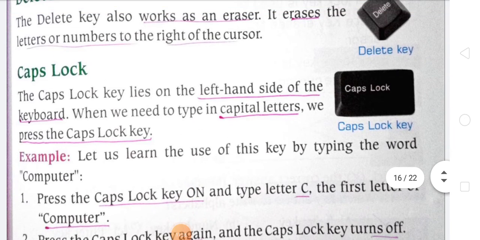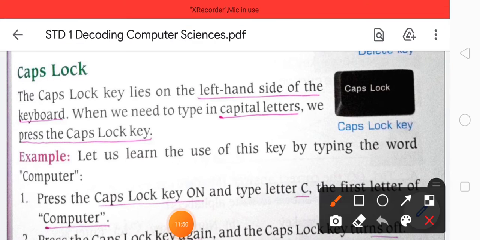Then the caps lock key. The caps lock key lies on the left hand side of the keyboard. When we need to type in capital letters, we just use this key, that is caps lock. I already said about this.